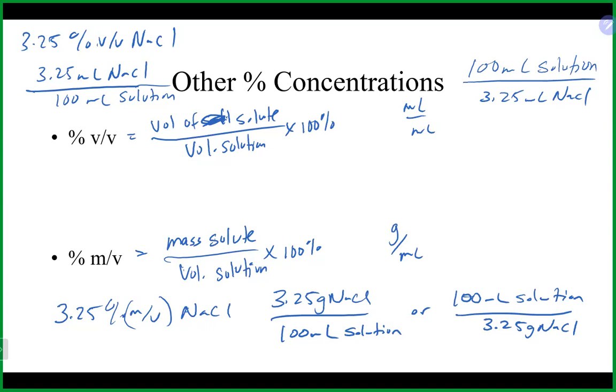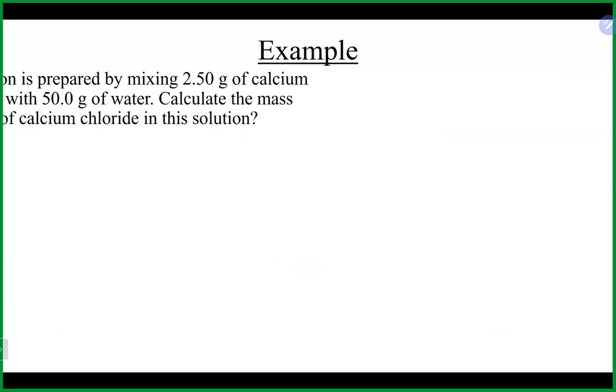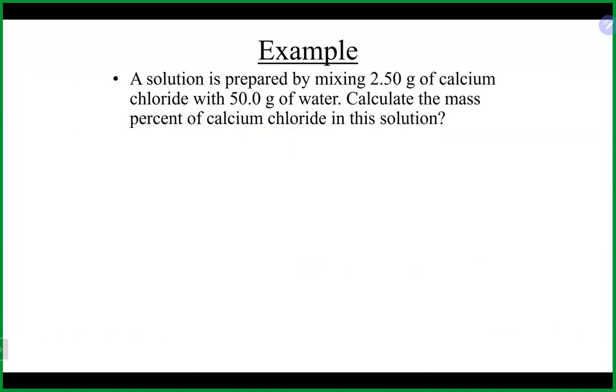All right, so why don't you try one here? A solution is prepared by mixing 2.5 grams of calcium chloride with 50 grams of water. Calculate the mass percent of this solution. So percent mass to mass is what we're looking for here.